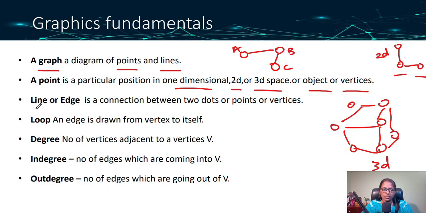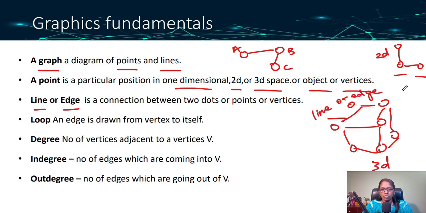The next one is called a line or edge. So what is a line or edge? A line is a connection between two dots. Here are two objects which are connected between two dots or points or vertices, and this is called a line or edge.